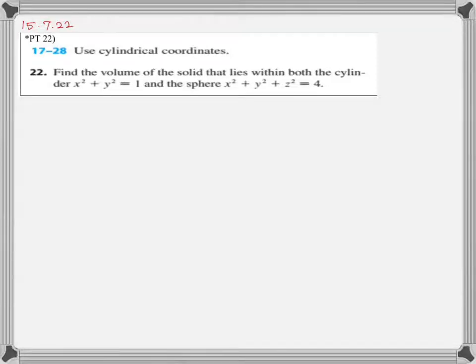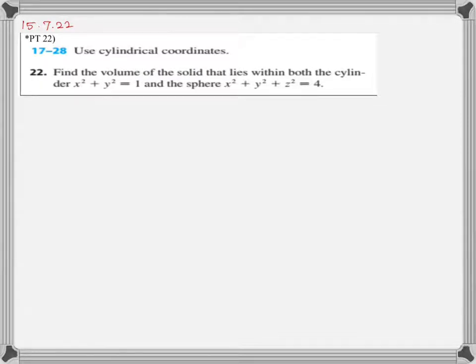Hi, in this video, I will be showing you problem number 22 of chapter 15, section 7. Use cylindrical coordinates. Find the volume of the solid that lies within both the cylinder x squared plus y squared equal to 1 and the sphere x squared plus y squared plus z squared equal to 4.